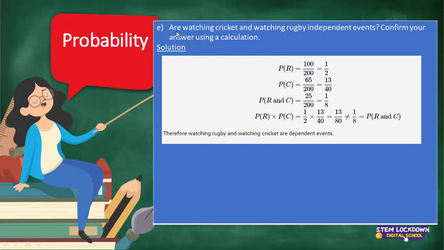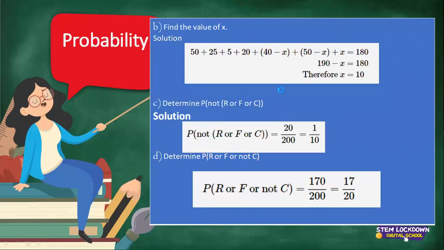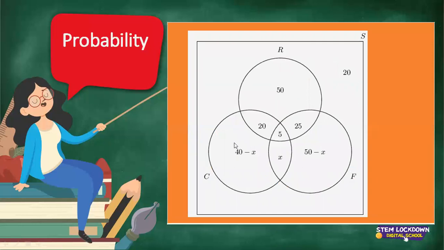Now, are watching cricket and watching soccer independent events? We're going to find the probability of watching cricket, the probability of watching soccer, and the probability of cricket and soccer. The probability of cricket and soccer together is 10 out of 200. Now, does it equal the probability of cricket multiplied by the probability of soccer? For the probability of cricket, we add all this together: 30 plus 20 is 50, plus 5 is 55, plus 10 is 65. So 65 over 200.